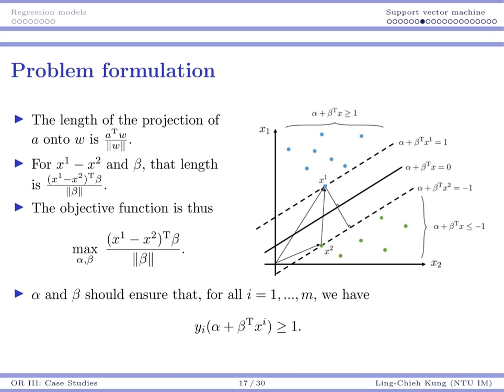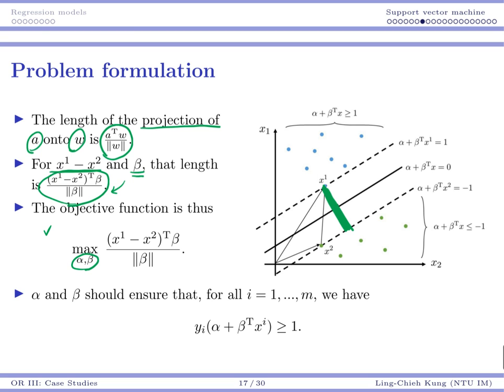So now the length of the projection of A onto W is given by this formula. This is our A, this is our W, and once we apply this formula, we may express the outcome as this one. So now we are clear about our objective. What we want to do is minimize this distance, and this distance in general can be expressed in this way.